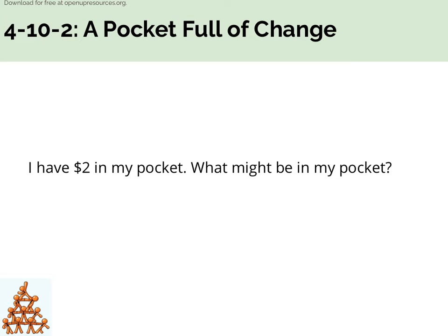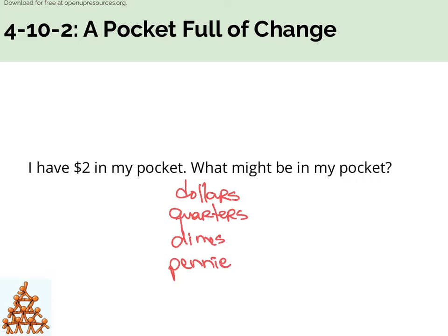So I have $2 in my pocket. What might be in my pocket to make the $2? Let's think about it for a second. I can have dollars, right? I can have quarters. I can have dimes. And I can also have pennies, right?